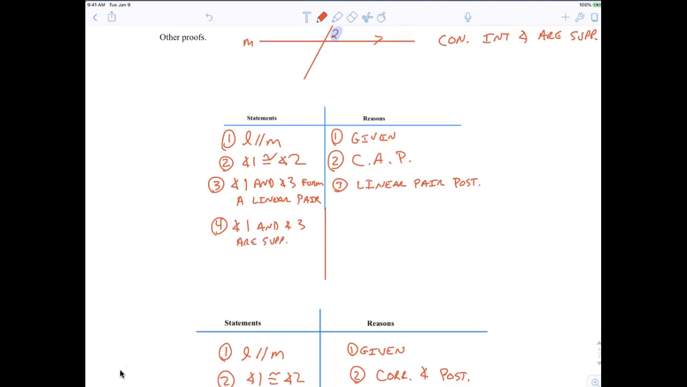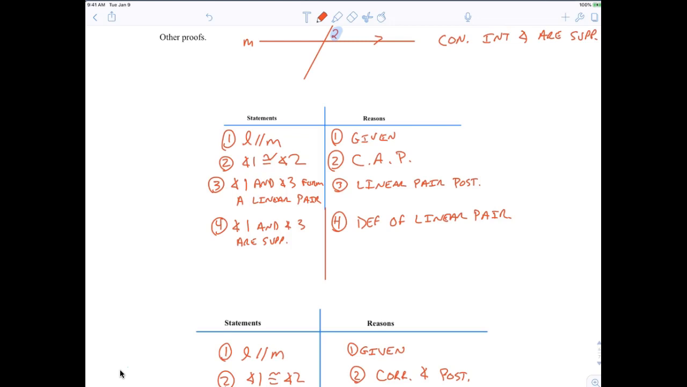All right. And that is, believe it or not, the definition of linear pair. Everybody okay with that? And now I could say that the measure of angle 1 plus the measure of angle 3 equals 180 degrees. Do you agree with that? And then that would be the definition of supplementary.